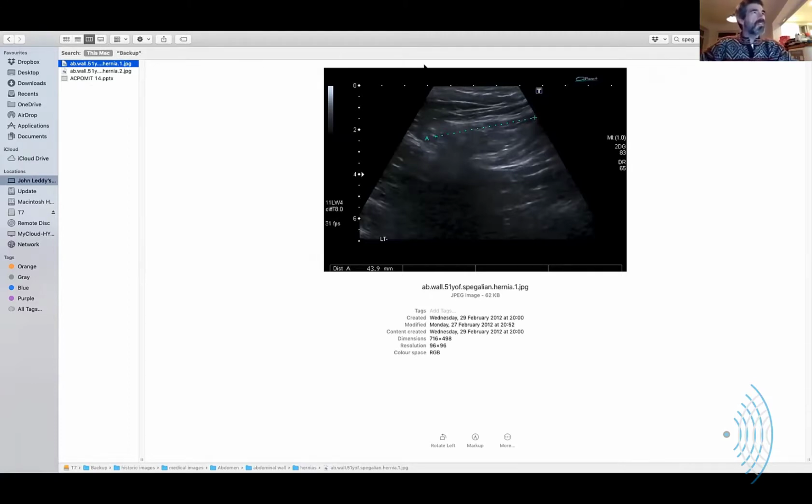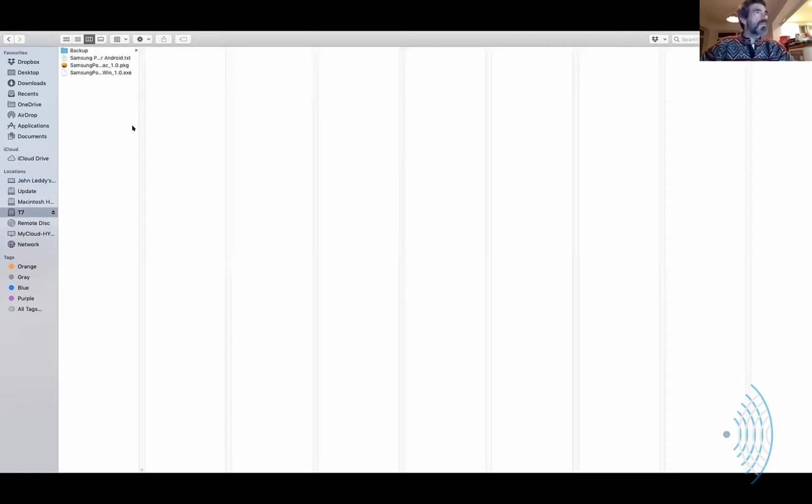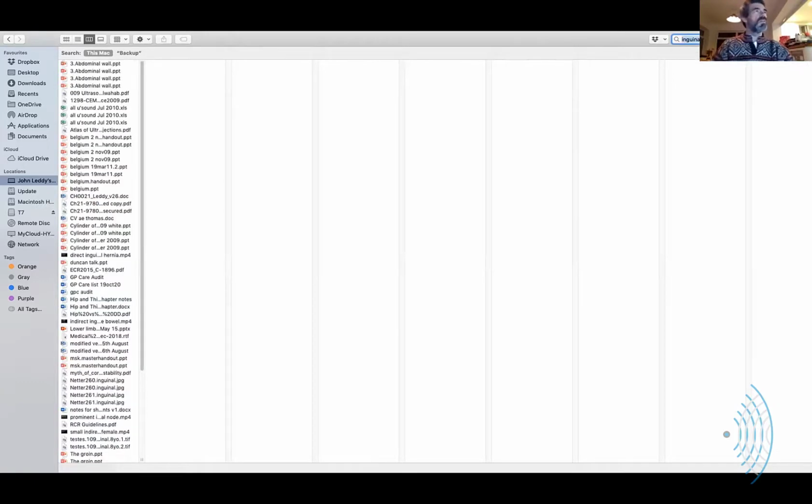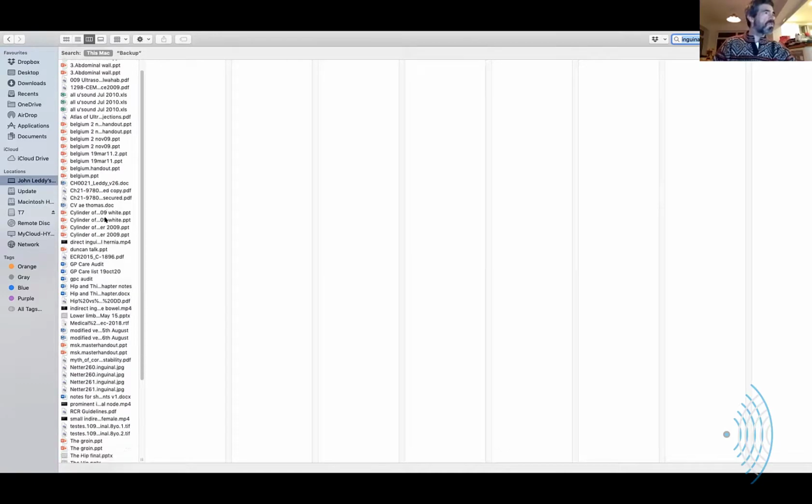I've got plenty. I can't believe that I don't have any Spigelian hernias on scan, but they're not coming up here. I'm going to try once more to search this database for it, and it might be faulty again, because I know I've got some Spigelian hernias. No, I haven't, I tell a lie. Let's go inguinal. Oh no, this is not doing well.